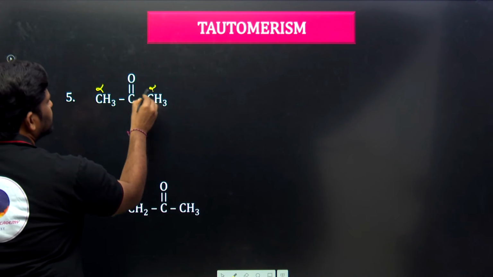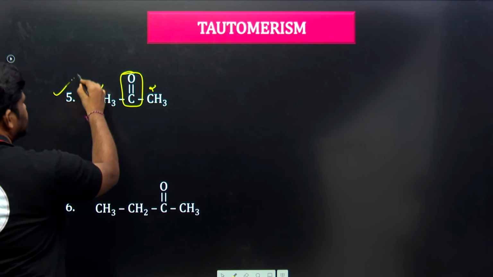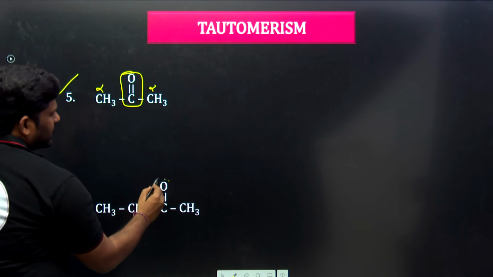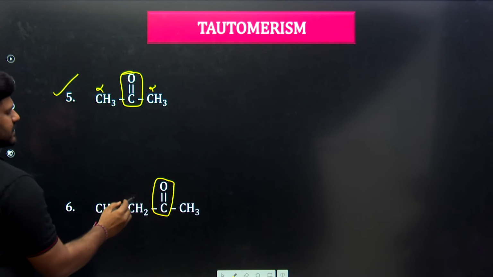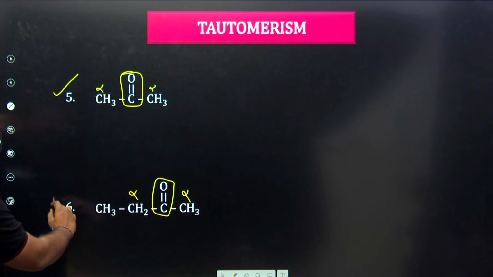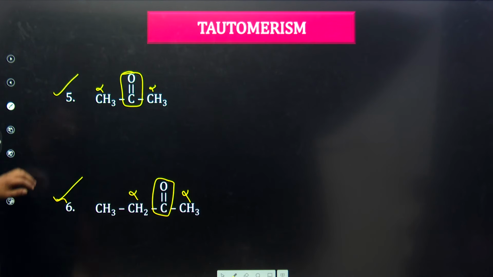Next, students, this one. This is the alpha position. This is a functional group. Alpha, alpha. Yes, it will show tautomerism. Next, this is a functional group. Check here: left side is there, right side is there. So both are alpha. It will show tautomerism. Why? Because alpha hydrogen is there.